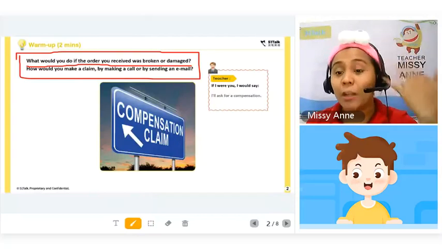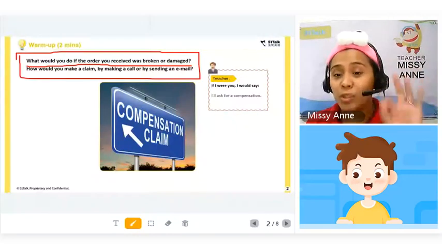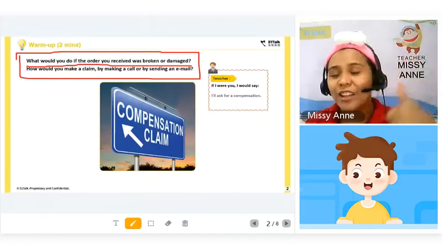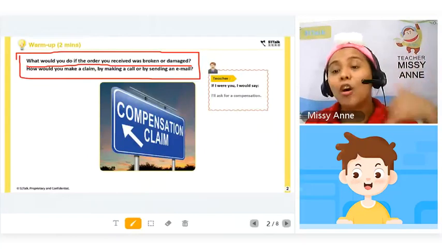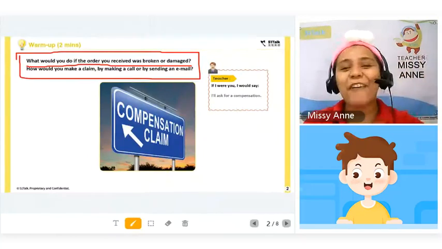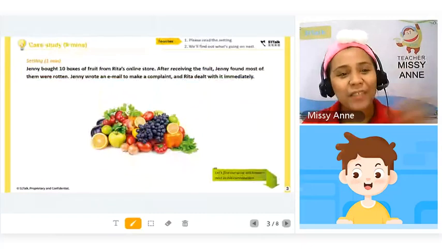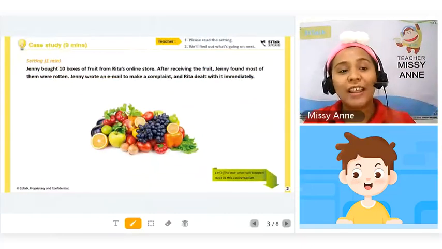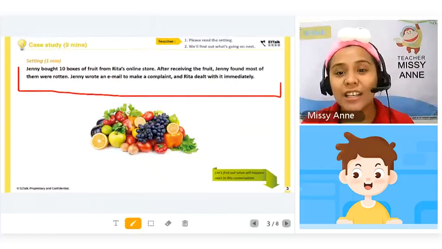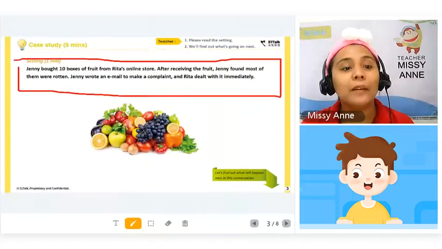If we receive a faulty product, the best way is to send an email to their customer care service or to call to get a refund or to get a replacement for the product. All right. Now let's start with the case study. Okay, the case study, can you read the setting? What is the situation, Fiona?